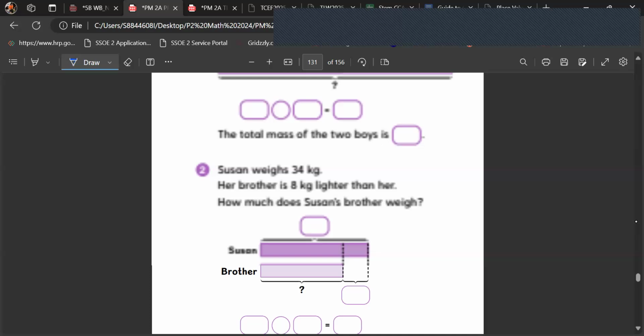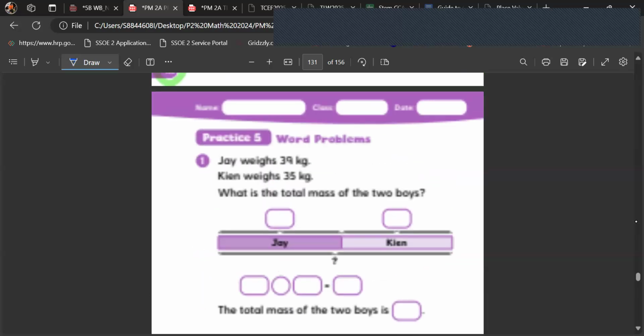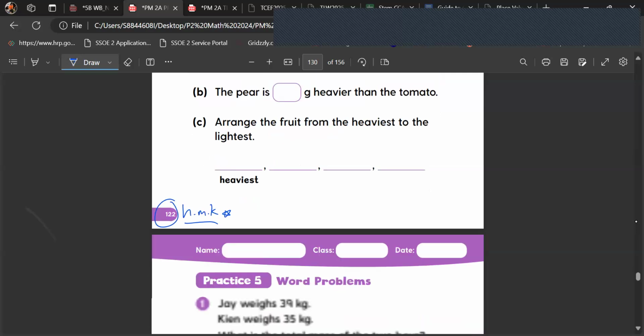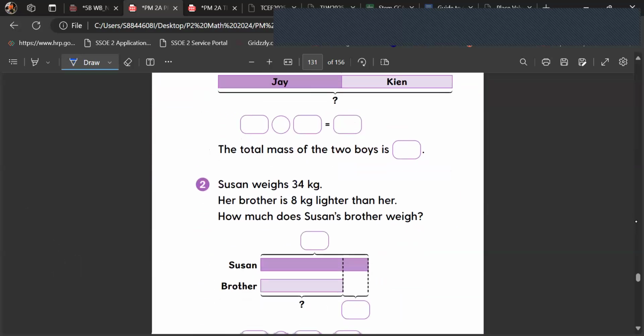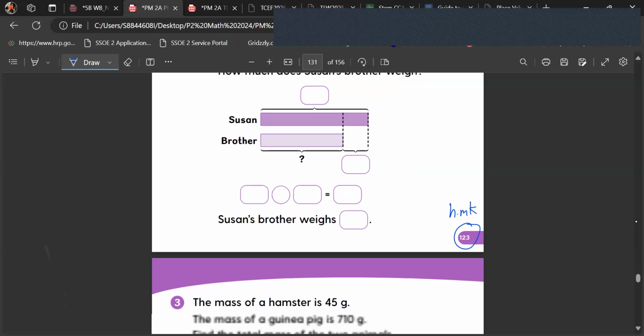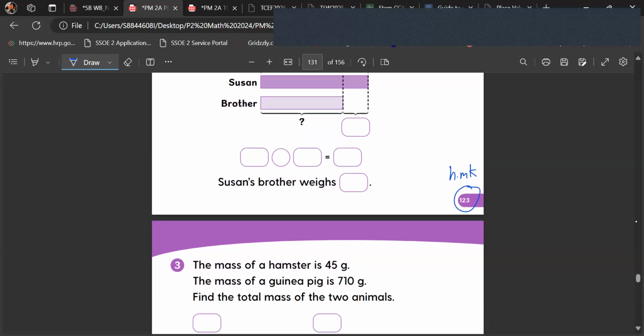123 is also homework. I'm going to write that down. 122 is homework. 123 is homework. I'm not seeing you on Monday, so you have more days to do homework. Okay, I only see you on Tuesday. So you have Friday, Saturday, Sunday, and Monday.